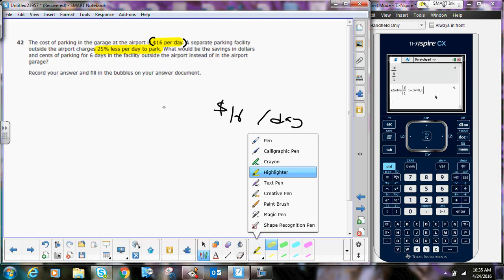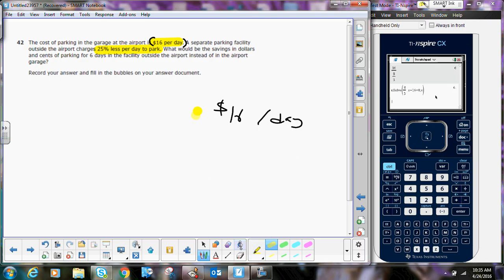Okay, so other companies. So this is the company one in the airport. So this is the airport, and we have outside of the airport. They charge 25% less. Okay, what would be the saving in dollar and cents of the parking for 6 days in the facility outside of the airport instead of the airport? So let's see, what's 25% off? So how much they charge? So let's see what's 25% of 16.